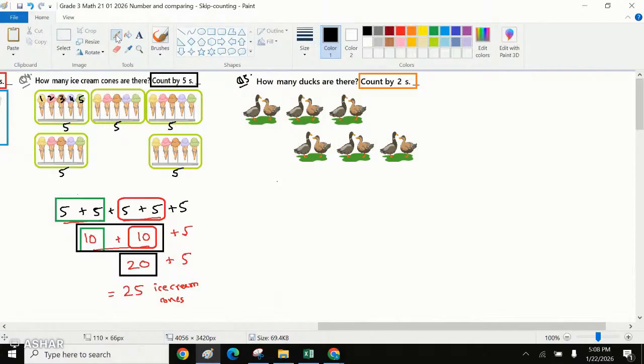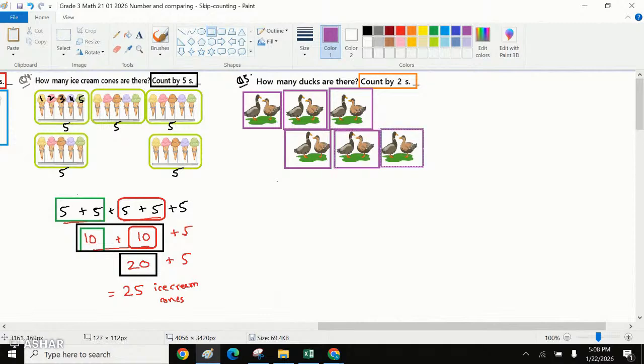Biruk, let's count again for the next question. See, how many pairs can we see? We can see 1 pair, 2 pairs, 3 pairs, 4 pairs, 5th pair, and we can see 6 pairs over here, right? That means if each pair had 2 ducks in it, 1 and 2, that means 2 is added how many times? 6 times, because there are 6 pairs.